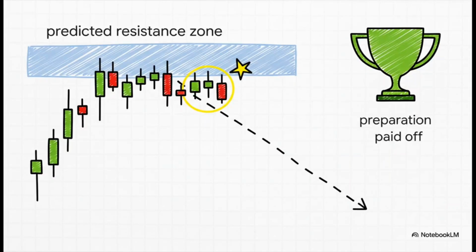Look what happened. The price moved up right into that zone we were watching. It then gave us a clear chart pattern on a lower time frame. That was our signal. So we entered, and the trade played out almost exactly as our if-then scenario predicted. A successful trade. All that preparation totally paid off.